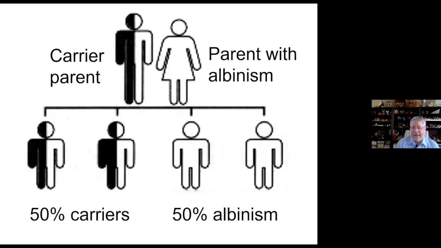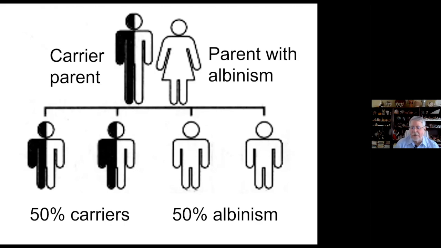If, on the other hand, we have a carrier parent and a parent with albinism, in this particular scenario, 50% of their offspring will be carriers, and 50% of their offspring will have albinism. So this is a different scenario. In this case, only one of the parents is a carrier, and the other parent has albinism.